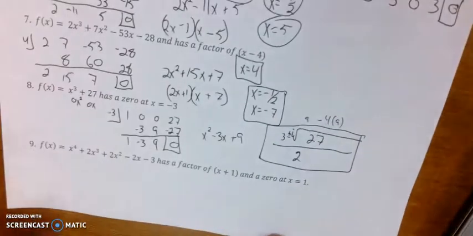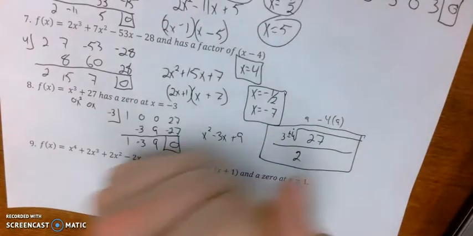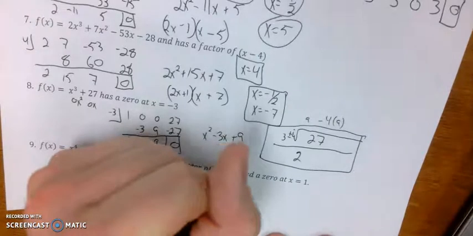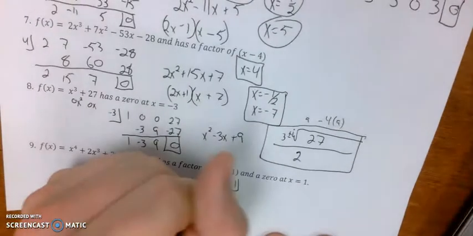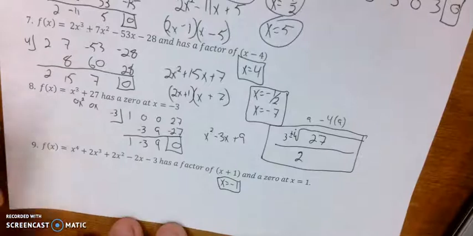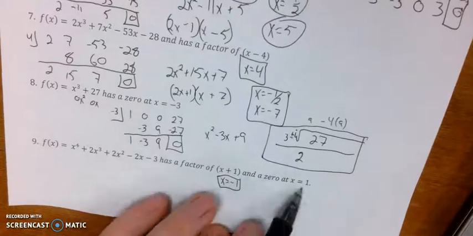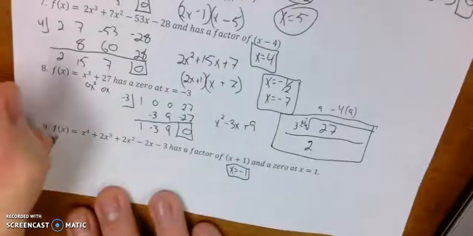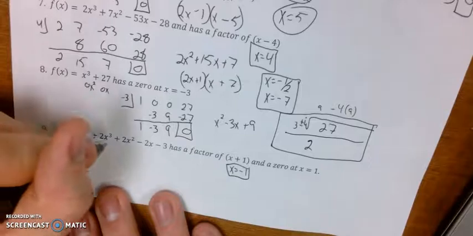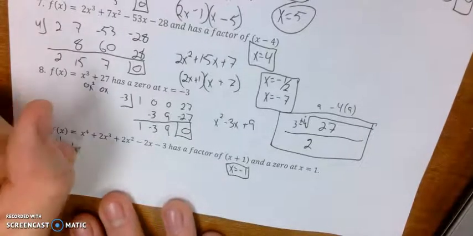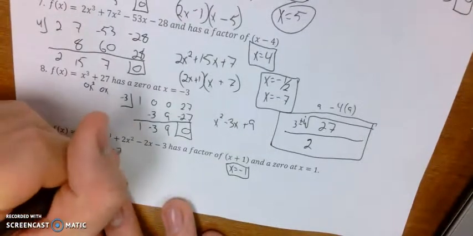All right, last one here, number 9. They tell us we have an x-intercept at 1. They give us a factor that's also the same as giving me an x-intercept at -1. So what I'm going to do is synthetic division twice. I'll take this -1 out first, and I'll do the +1 second. All right, so I've got the -1. No skipped terms. Okay, so we've got 1, 2, 2, -2, -3.